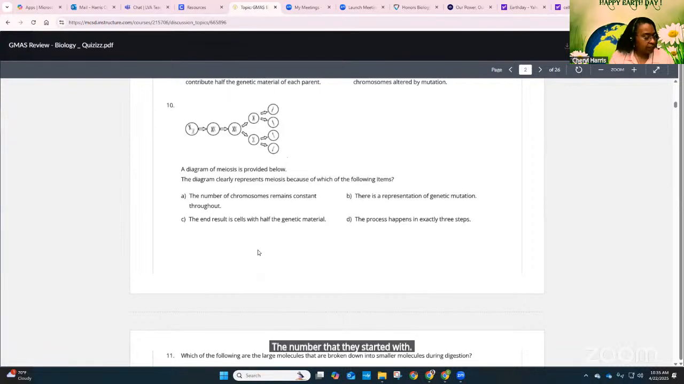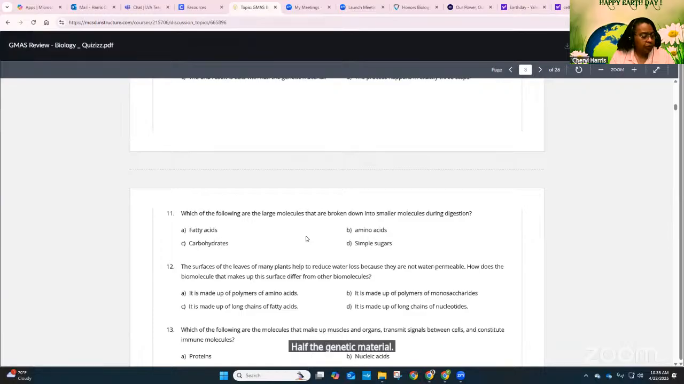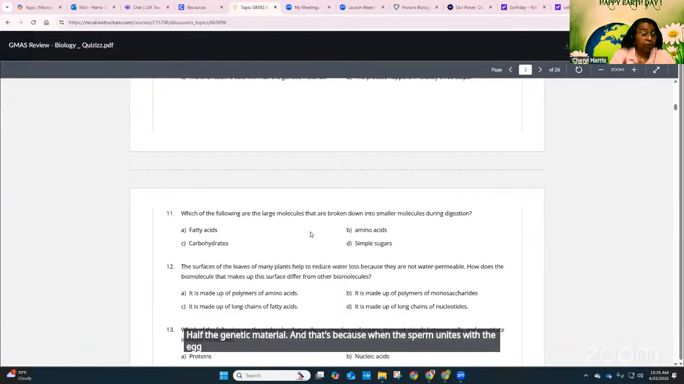So again, study the picture first so that you understand what it's talking about. The end result is C, half the genetic material. All right, and that's because when the sperm unites with the egg, you want the whole number back again. You don't want twice as many chromosomes as you had before.